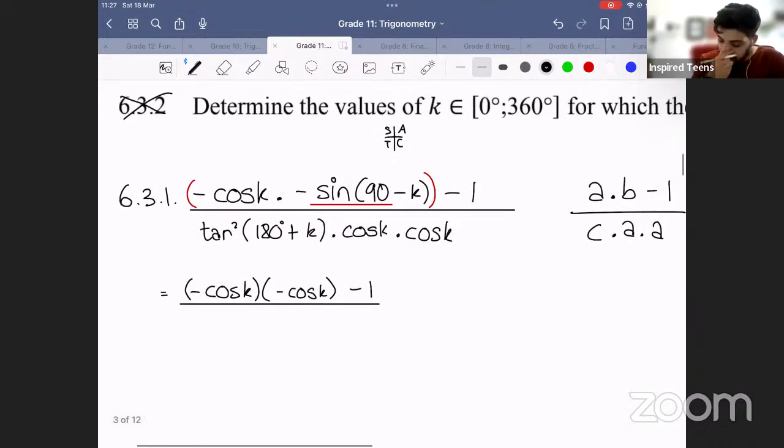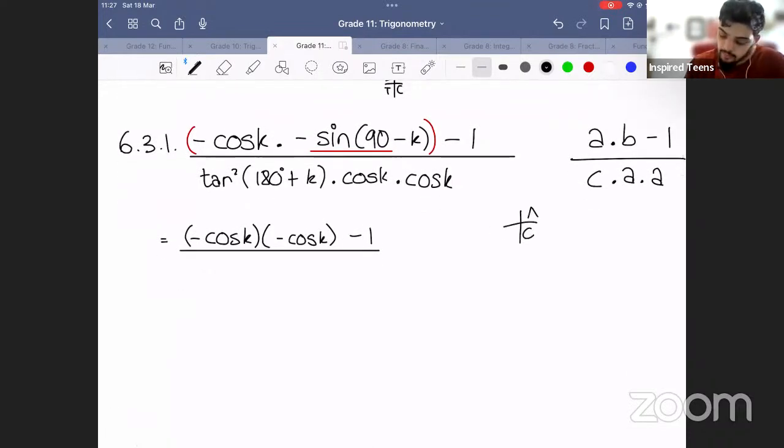Then we have tangent squared (180 plus k). So 180 plus is where tangent is positive, right? So when it comes to squared, it becomes tangent squared k, positive because 180 plus is where tangent is positive. But you'll see we learn later that it does not matter what the reduction is, because it's squared, it's always going to be positive. The reduction of a squared trigonometric function cannot make it negative. We'll go through some rules later. And then I have again times cos k times cos k.